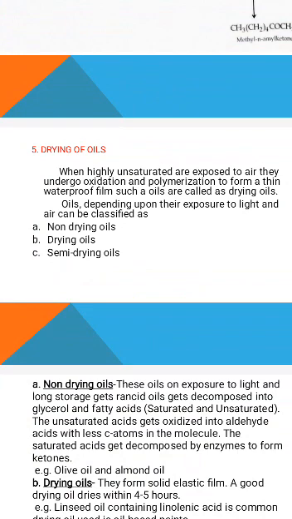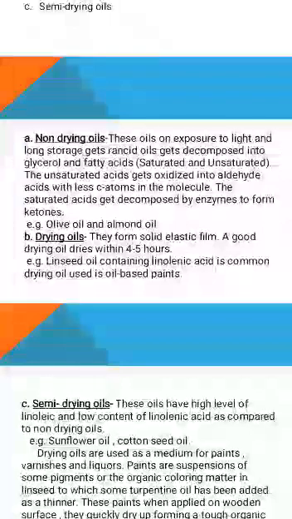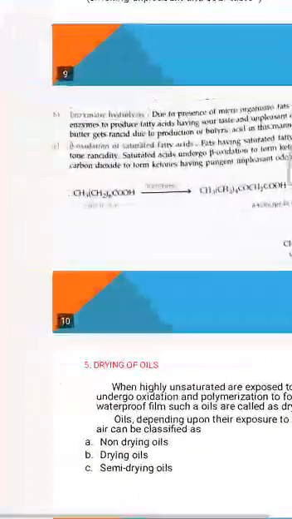Oils, depending on exposure to light and air, are classified into three types. First, non-drying oil. When exposed to light or air, they get rancid and decompose into glycerol and fatty acid. This acid may be saturated or unsaturated depending on the fats and oil. The unsaturated acid gets oxidized to form an aldehyde in which one carbon is less compared to the initial fatty acid. We can see this in this reaction.